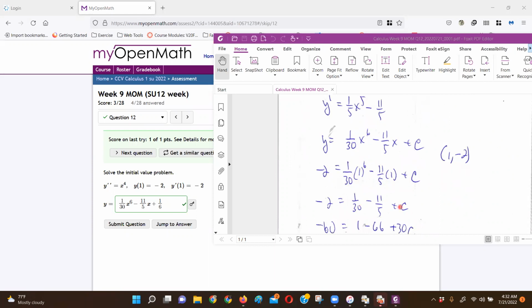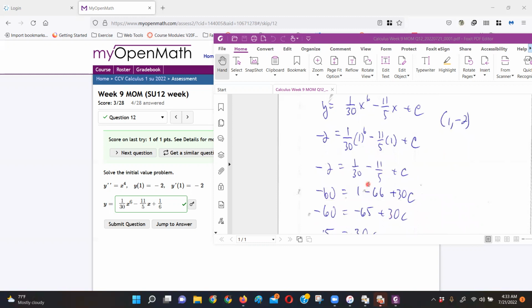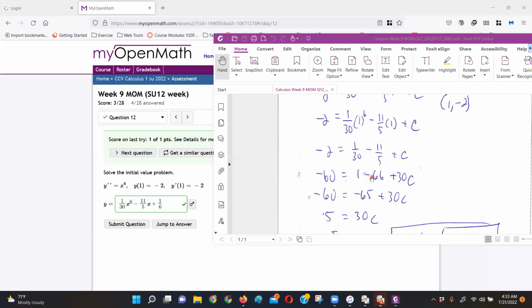Now, fractions are my friends, though sometimes they're a pain. I certainly could have multiplied this by 6 over 6 and made that -66 over 30, and done some math there. What I chose to do was notice that 30 is a multiple of 5, so it's the lowest common multiple for 5 and 30. I multiplied every term by 30, which got rid of my fractions and made it pretty easy math.